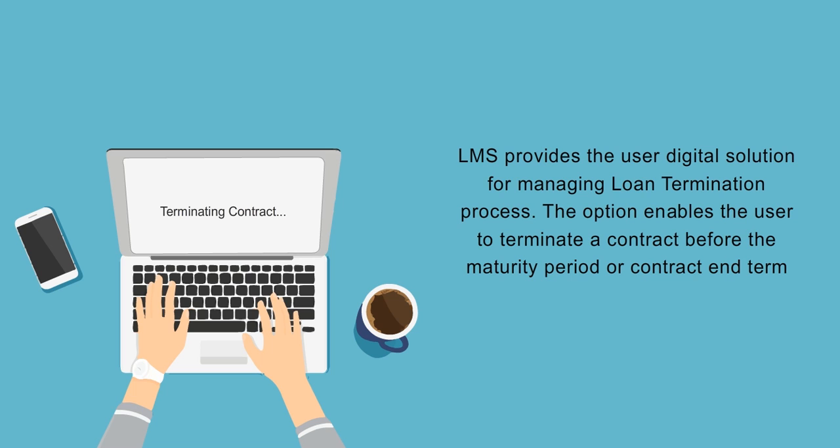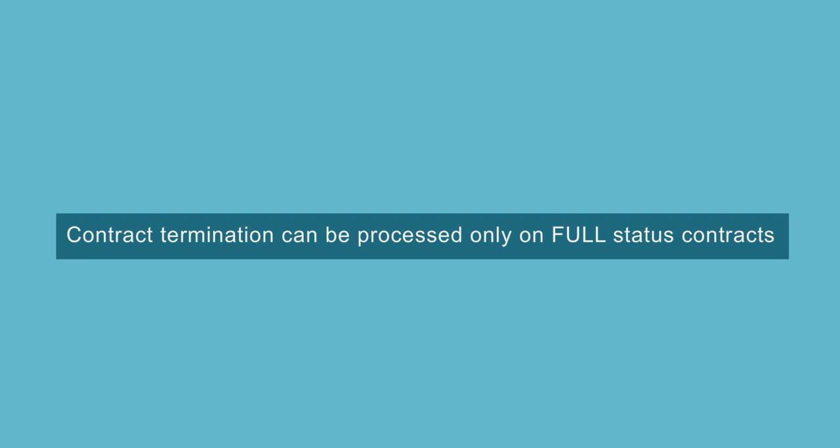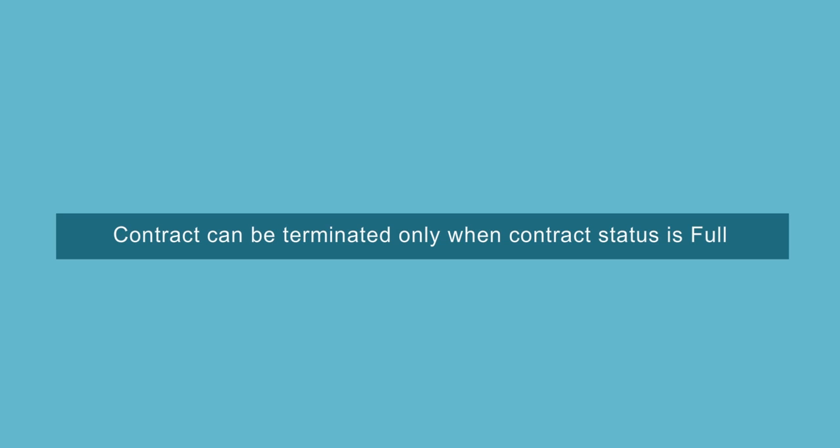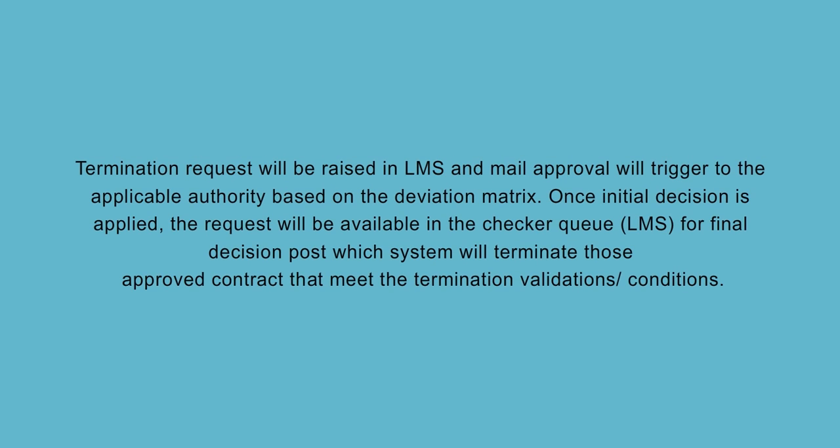The option enables the user to terminate a contract before the maturity period or contract end term. Contract termination can be processed only on full status contracts. Contract can be terminated only when contract status is full. A termination request will be raised in LMS and mail approval will trigger to the application authority based on the deviation matrix. Once the initial decision is applied, the request will be available in the checker queue in LMS for final decision, post which the system will terminate those approved contracts that meet the termination validations or conditions.